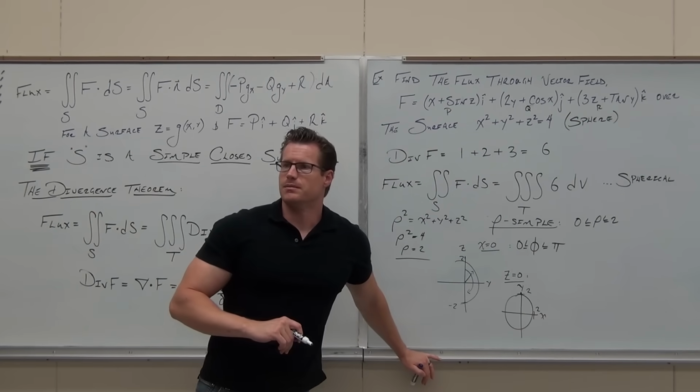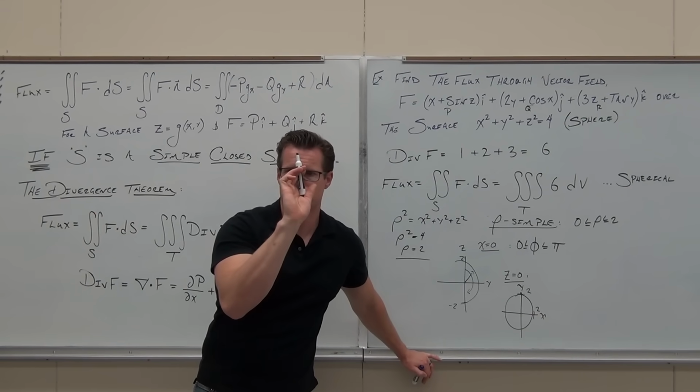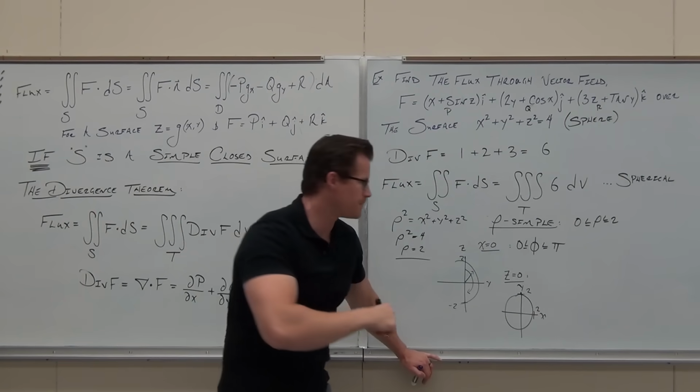Tell me something about theta. Does theta go all the way around or not? Yes. Okay, so phi's the only weird one. It goes just from 0 to, at most, pi.